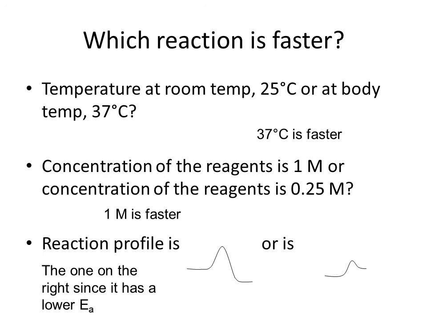If I look at the exothermic reaction right here, I can see that its activation energy is larger than that of the endothermic reaction. It's a smaller amount. So this reaction has a smaller activation energy, so it is faster.